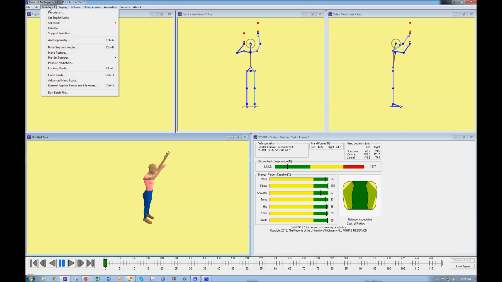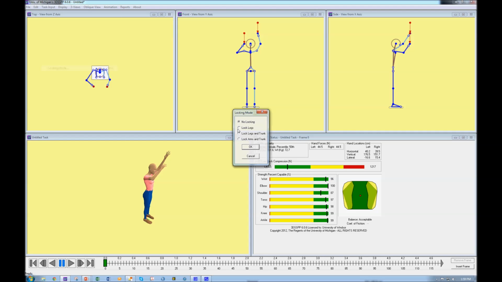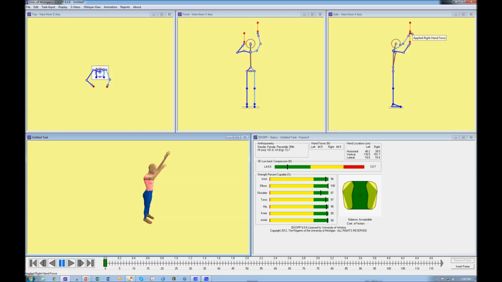We can simply go into locking modes and lock the legs and the trunk, or lock the legs only, or lock the arms and trunk, because we know the arms were there in the laboratory, but maybe they had a bit different foot placement. So we can say okay here, and what's going to happen is now you see all of the upper extremities and their dots no longer are closed such that we could move them because we've locked them in that position. The only thing we can really move is the knee and the ankle segments.